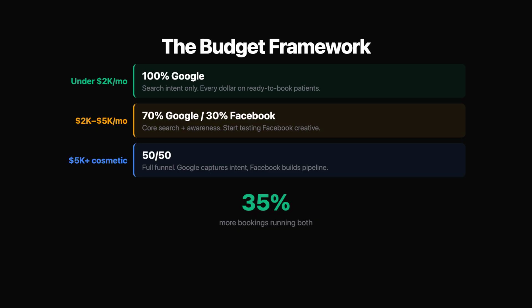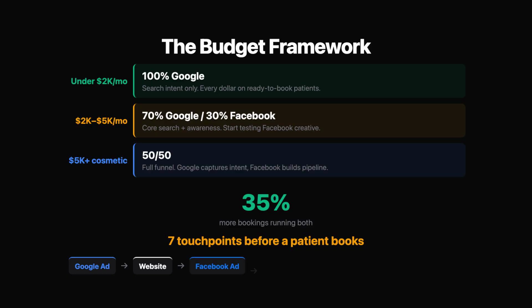And here's one stat that might surprise you. Practices that run both Google and Facebook together see 35% more bookings than practices running just one platform. It's not because either platform is magic. It's because patients need about 7 touchpoints before they book. Google might be touchpoint 1. Facebook might be touchpoints 3, 4, and 5.